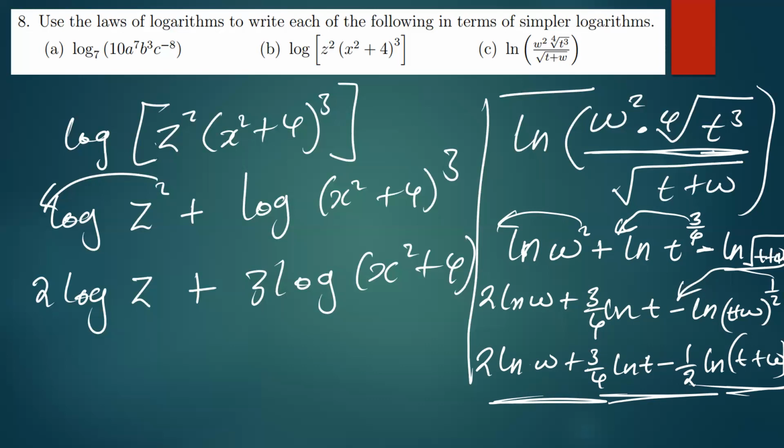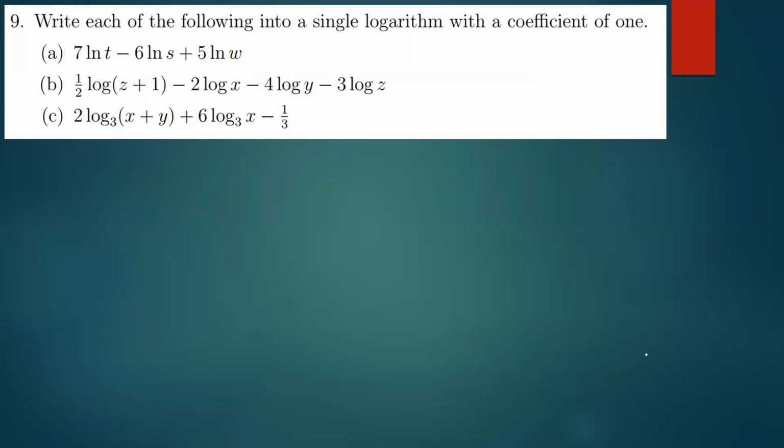Okay, let's quickly move on to the next one. The next one is also asking us to do the same. It's saying write each of the following into a single logarithm with a coefficient 1. Okay, so the first one we have is 7 ln t, and we're just going to be applying the rules of logarithms. And then minus 6 ln s, then plus 5 ln omega. I don't know if this is omega or w.